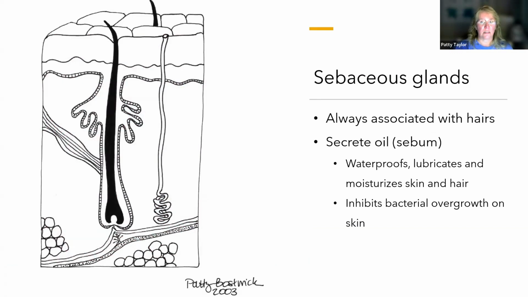Let's talk about sebaceous glands. So here I've marked one. It's associated with the hair. In fact, sebaceous glands are always associated with hairs. They secrete oil or sebum onto the skin surface. Their job is actually twofold, partly to help moisturize, waterproof, and lubricate the skin, but also the hair. So oil is important for both skin and hair. And since oil is slightly acidic, it also inhibits bacterial overgrowth on our skin surface.